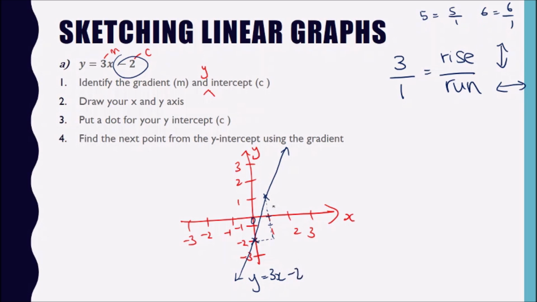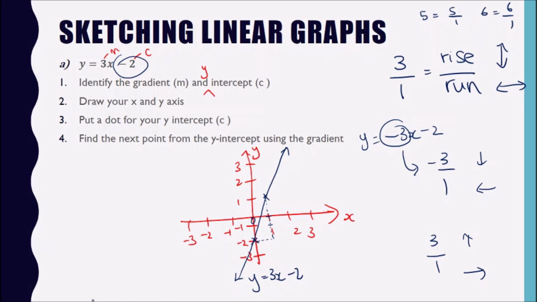So the gradient intercept method is where you put the y-intercept and then you just find another coordinate with the gradient. Now, if the gradient was negative 3x minus 2, let's say that was the equation, that gradient would be negative 3 over 1. If it is a negative, you are going down and you are going left. If it is positive, you are going up and you're going right. That's why I went up and right.